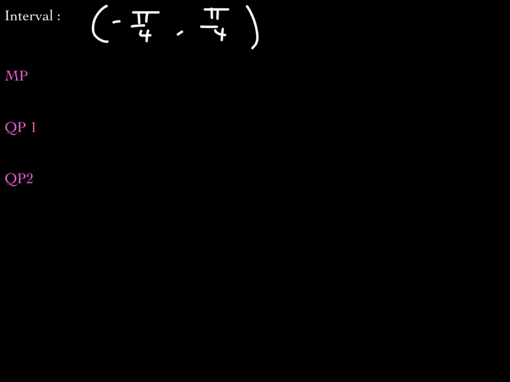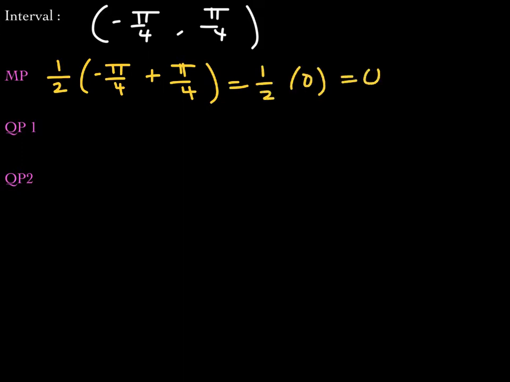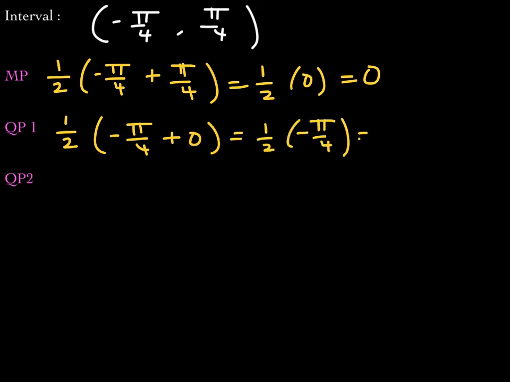So we're going to find the midpoint first. So what we're going to do is find half the sum of the left endpoint and the right endpoint. And this is just going to be half of 0, which is just 0. So 0 is your midpoint. The first quarter point is going to be found by taking half of the sum of the left endpoint and your midpoint that you just found. So then this is half of negative pi over 4, which is negative pi over 8. That's your first quarter point.